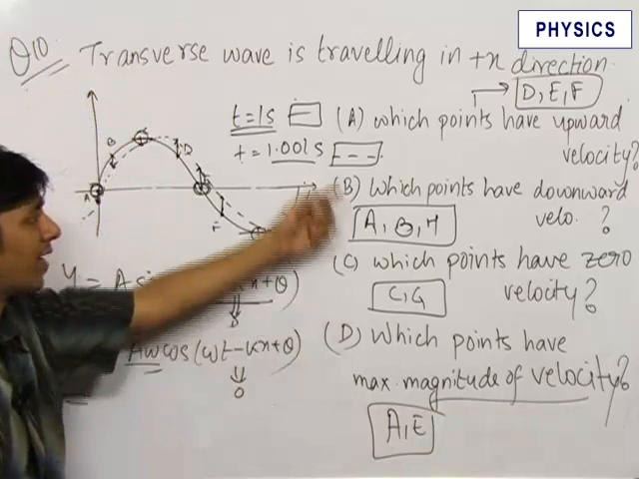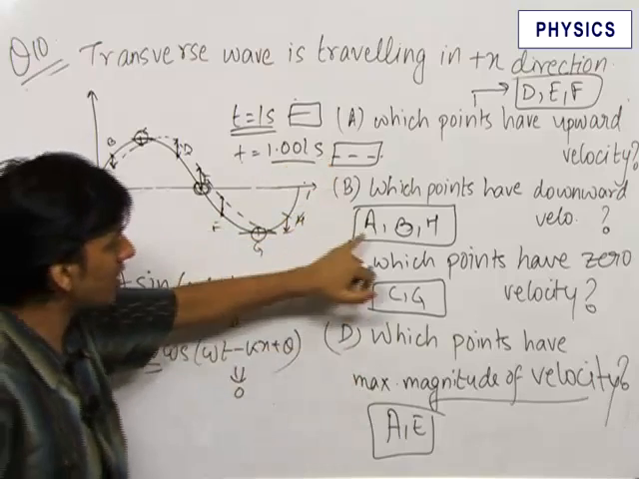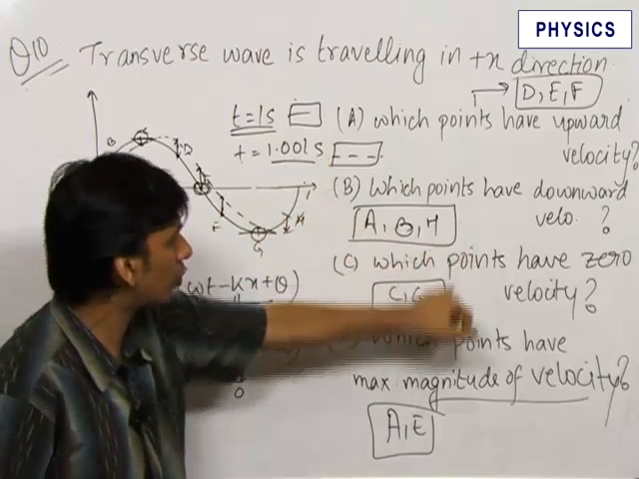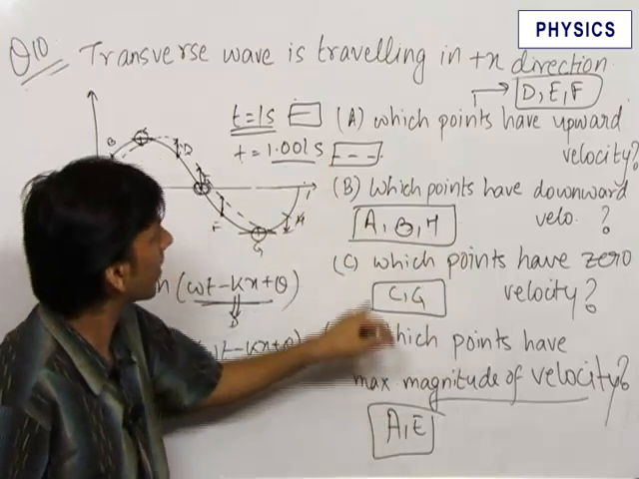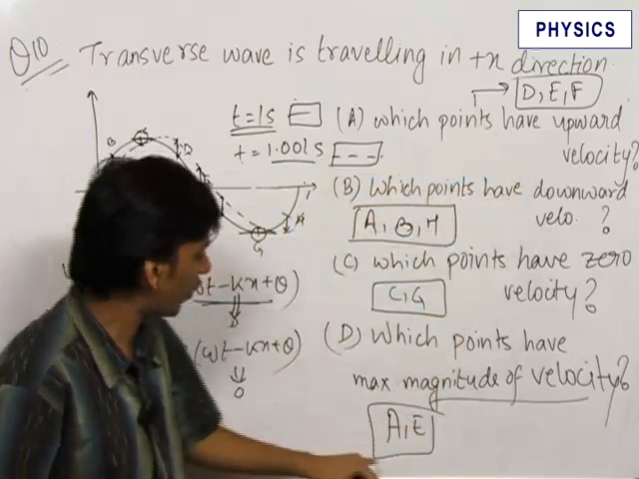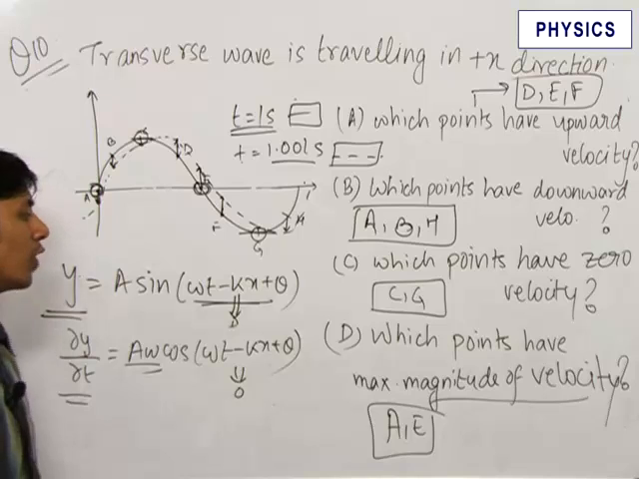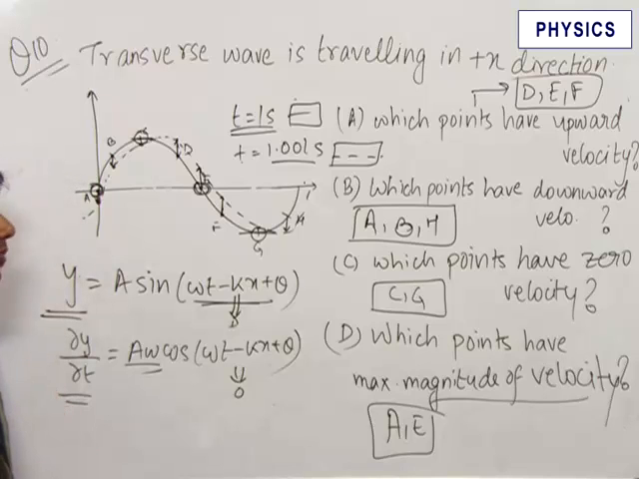So we get the final answer for our 4 options as A, B, H, C, G. A, B, H points have downward velocity, C, G have 0 velocity, D, E, F have upward velocity and A, E have maximum magnitude of velocity. We could solve this question very easily just by interpreting the graph.